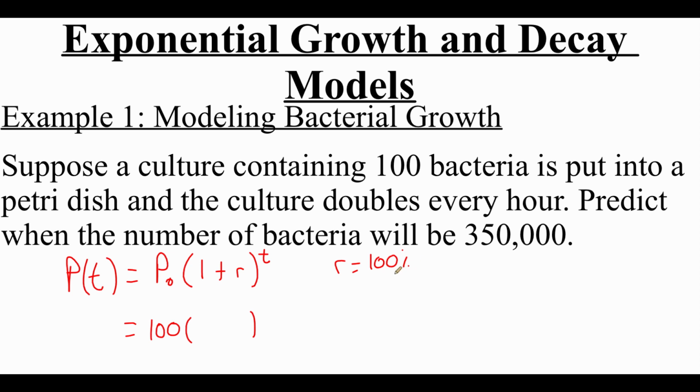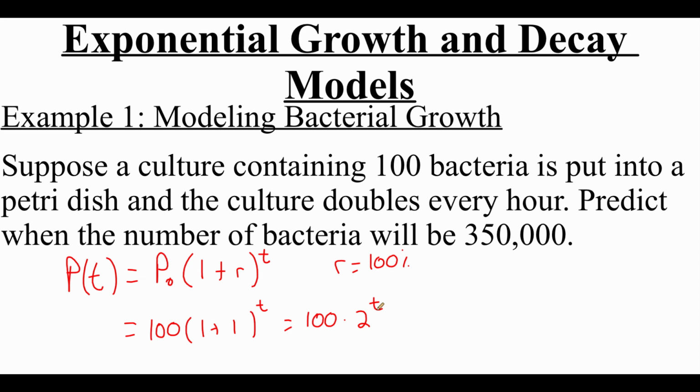So after the first hour, our population would go from 100 to 200. So with that R value of 100%, inside of my parentheses, if I fill in that R value, I'm going to turn it into a decimal, and that's just going to be 1 raised to the T power. So we've really got 100 times 2 raised to the T power. Now, in this example, we're talking about hours, so my T value really represents hours.